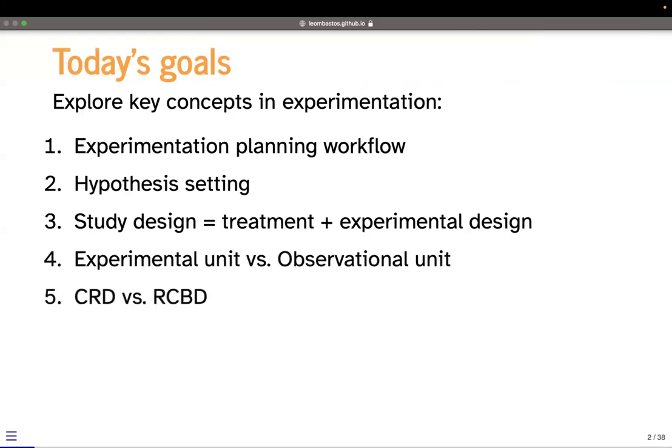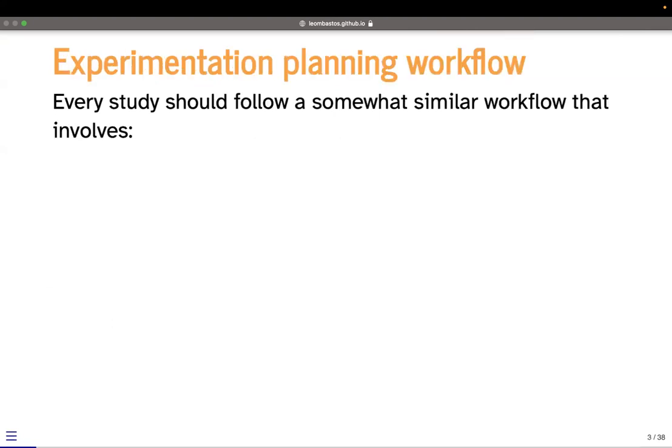And then we're going to talk about a couple of experimental design examples, like the completely randomized design, one of the simplest designs that we have in applied sciences, and also the randomized complete block design, which is a little bit more complex and helps us to address extra sources of variability.